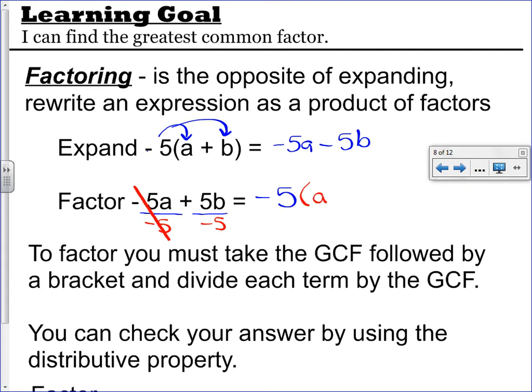Positive 5 divided by negative 5 leaves me with a negative b. When I'm factoring, I'm dividing. So I'm left with negative 5.